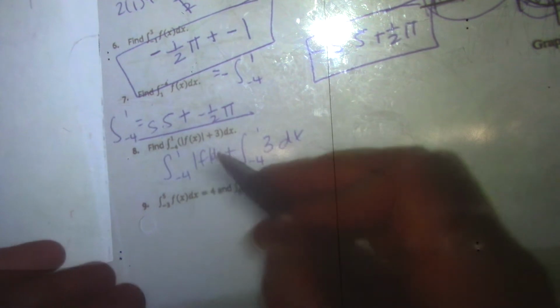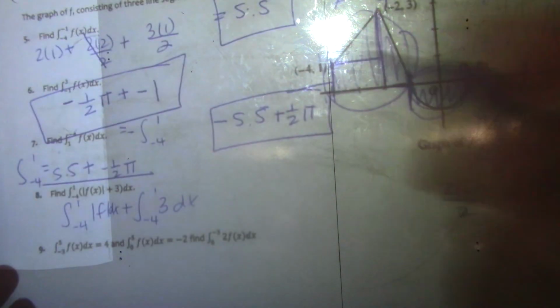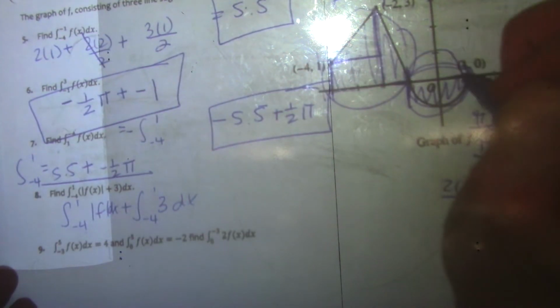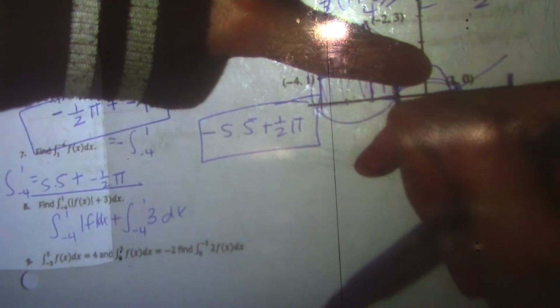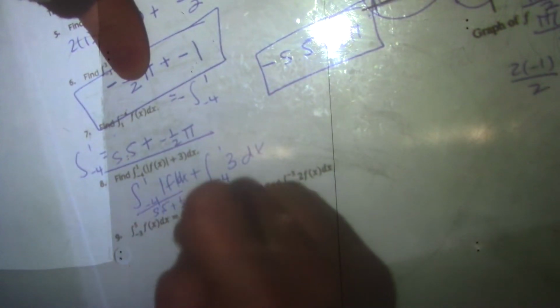Okay. Here, I'm going to break this up into -4 to 1 of absolute value plus -4 to 1 of 3 dx. Absolute value from -4 to 1. -4 to 1, absolute value would put both of these up like this. So then your area would be 5.5 plus 1/2 pi. So this right here is 5.5 plus 1/2 pi.